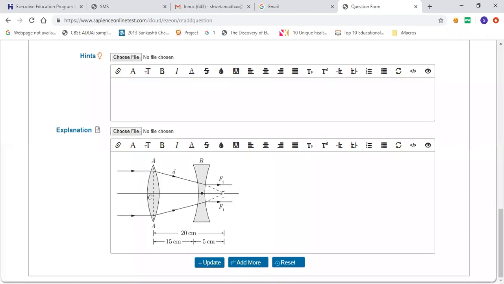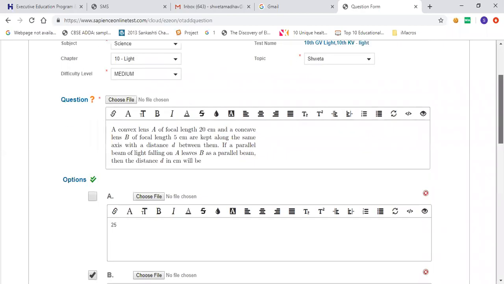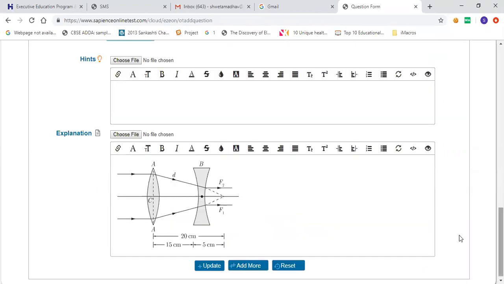So this distance, the second lens's focal length, is 5 centimeter. Yes, ma'am. F2 to O distance is how much? Focal length of the second lens, concave lens, is 5 centimeter. They have given lens B of focal length 5 centimeter. And the convex lens's focal length is 20. So from this point O to this point, total distance is 20 centimeter because this is a focus of this lens.